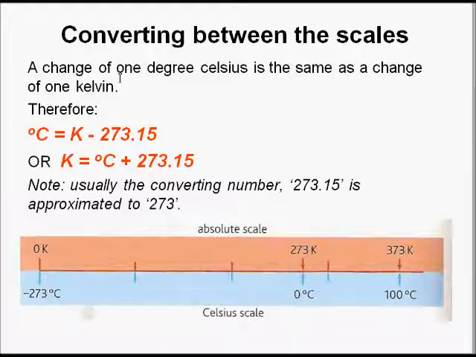Equivalence between these two scales should be very straightforward for us to do. Let's have a look at this picture here. We've got the Celsius scale and the absolute scale, and we're seeing how they compare to one another. At minus 273 degrees Celsius, we've got 0 Kelvin. At 273 Kelvin, we've got 0 degrees Celsius. And at 373 Kelvin, we've got 100 degrees Celsius. So these are two scales that cross over and are useful to us.